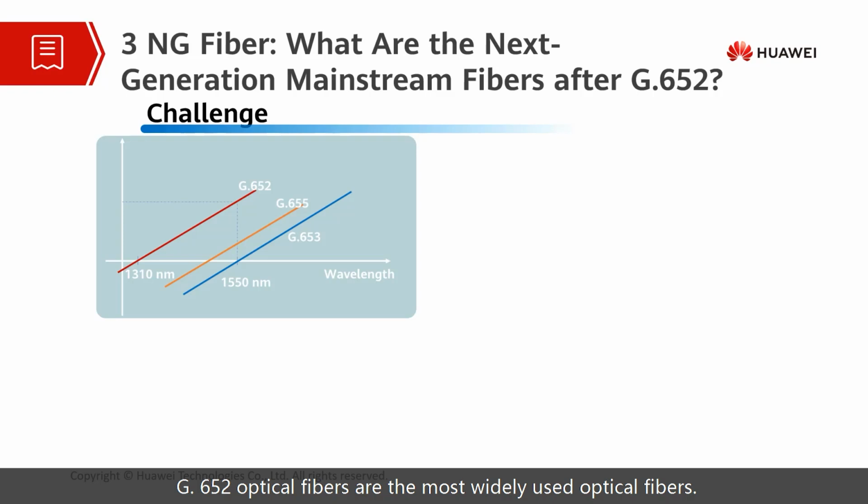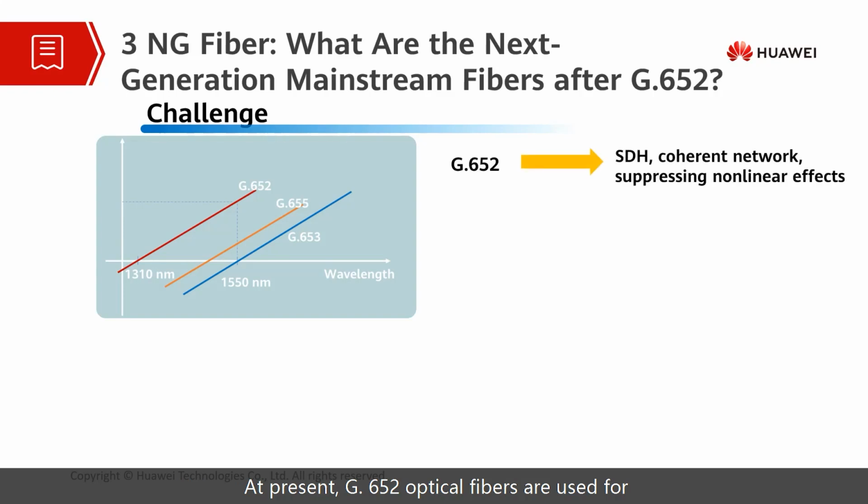G.652 optical fibers are the most widely used optical fibers. At present, G.652 optical fibers are used for long-distance and metro networks, except for drop optical fibers in the fiber to the home scenario. G.652 fiber is also called the dispersion unshifted single-mode fiber. It is also the 1310 nanometer best performance fiber. It has zero dispersion at 1310 nanometers.